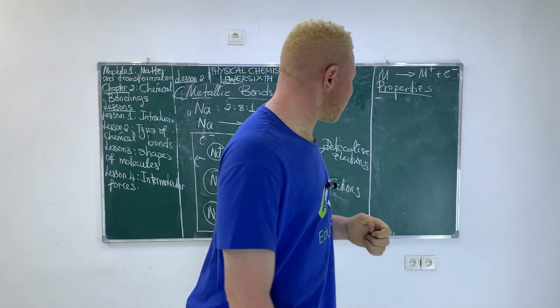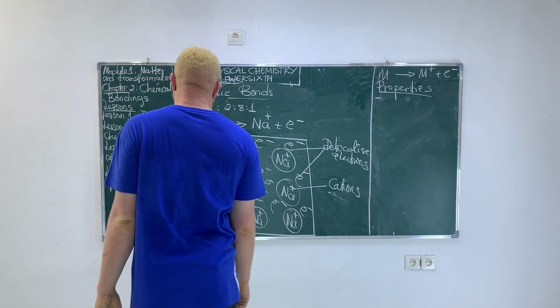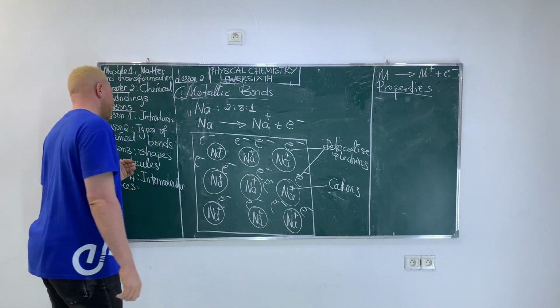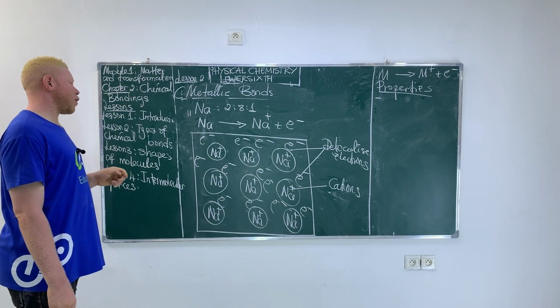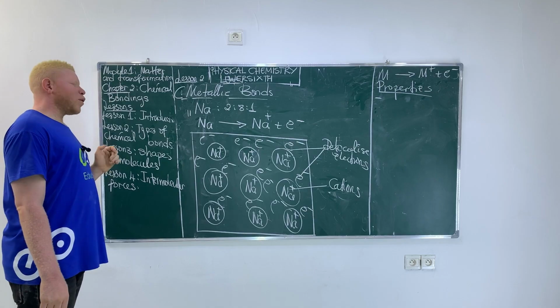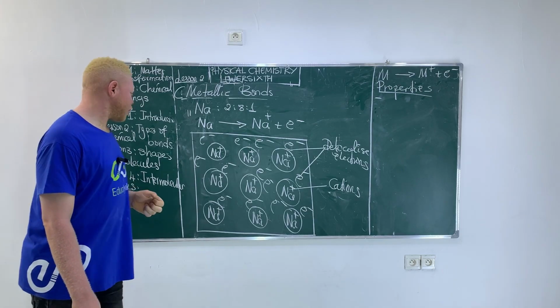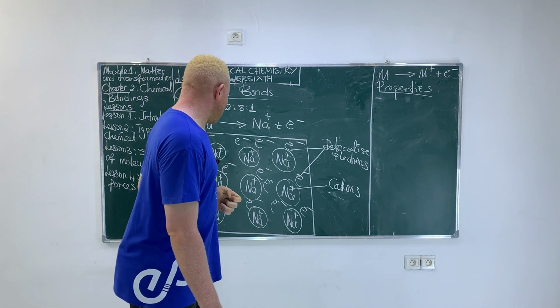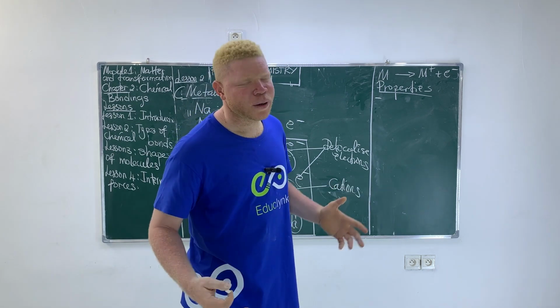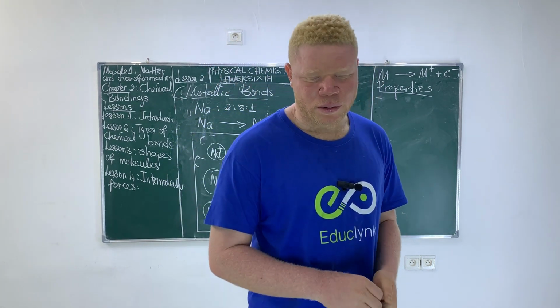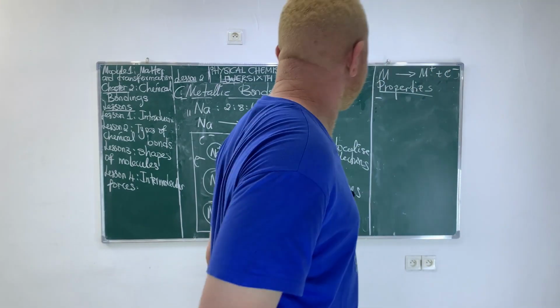So we're done with lesson 2, which is types of chemical bonding and their properties. Going on to the last lesson, which is the shape of molecules. Shape of molecules, lesson 3.